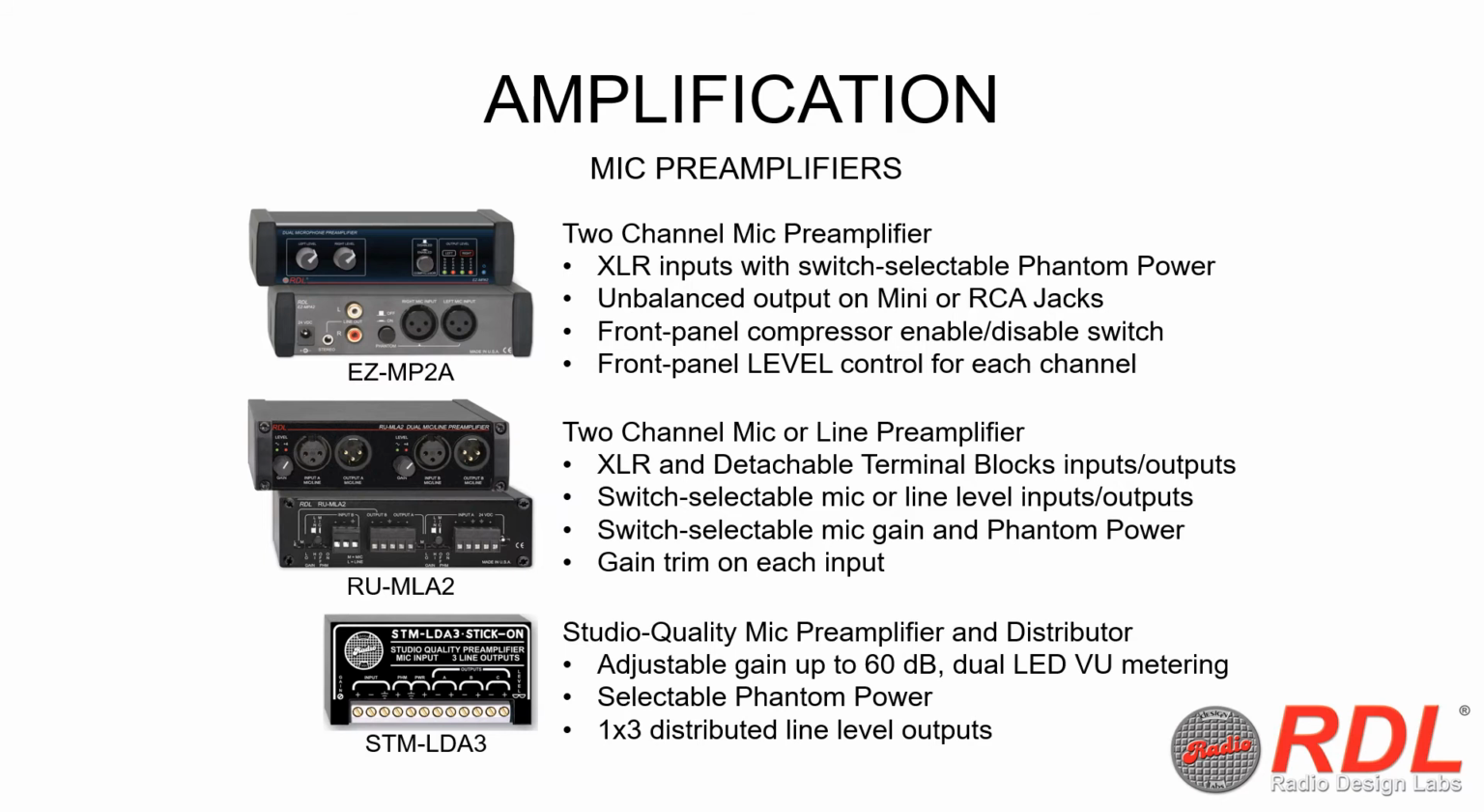The RU-MLA2 is a 2-channel mic or line preamplifier. It has XLR and detachable terminal block inputs and outputs. The inputs and outputs are also switch selectable between mic or line level. It has switch selectable mic gain and phantom power and gain trim on each input.